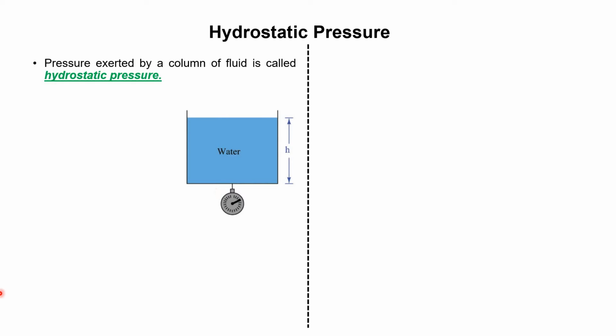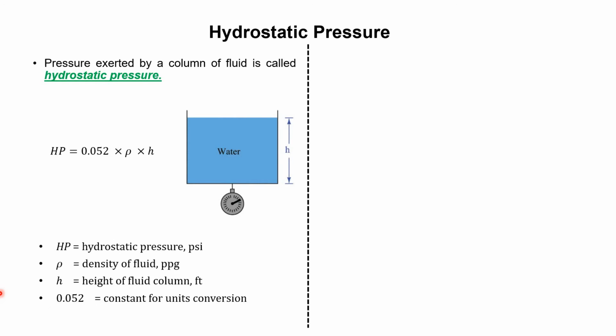The formula for the calculation of hydrostatic pressure is given over here. HP is equal to 0.052 into rho into H. Here HP is equal to hydrostatic pressure in psi. Rho is the density of the fluid in ppg, pounds per gallon, and H is the height of the fluid column in feet. 0.052 is a constant which is being used for the units conversion.